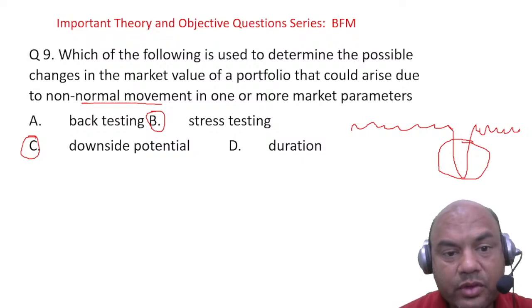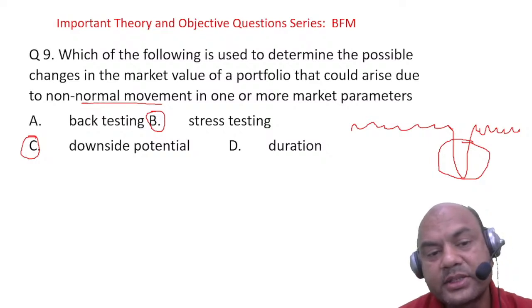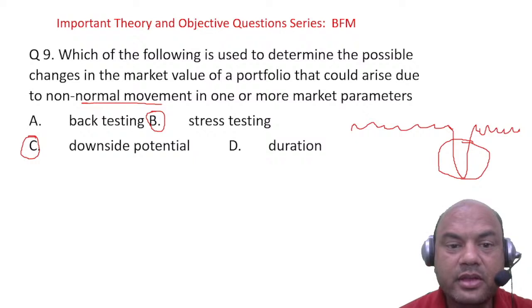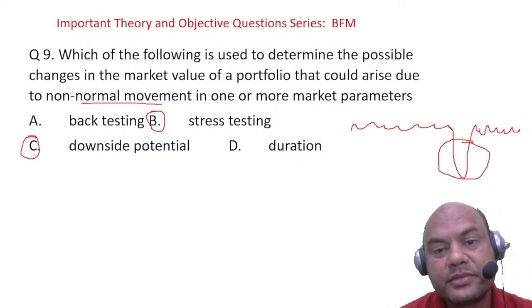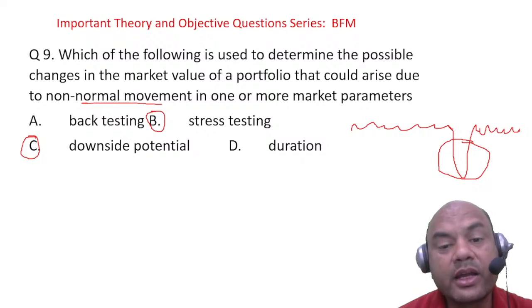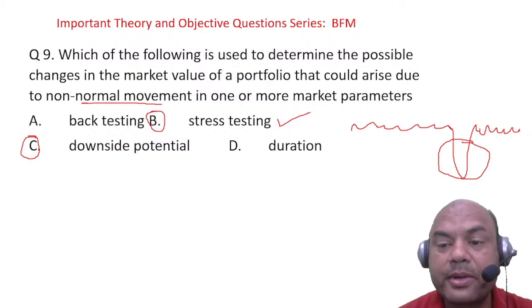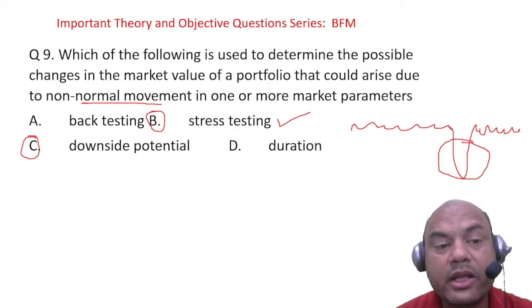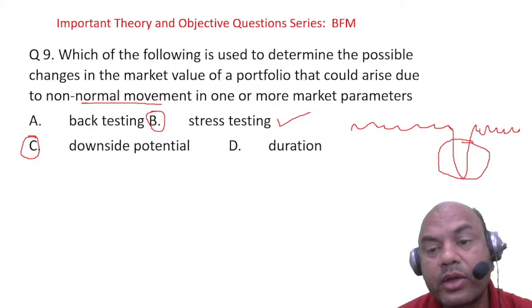So what is it? Stress or downside? The correct answer is yes, the correct answer is stress testing. Remember, just now I gave you this meaning of the stress. What has not happened up till now? That's the meaning of non-normal movement. What has not happened up till now can happen, and that is used in stress testing.